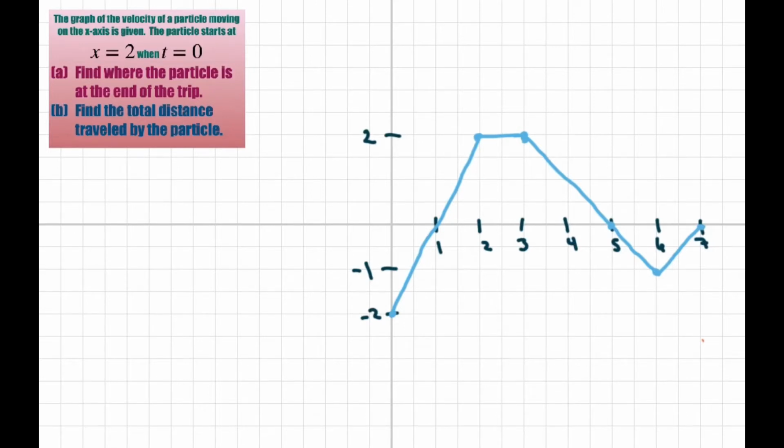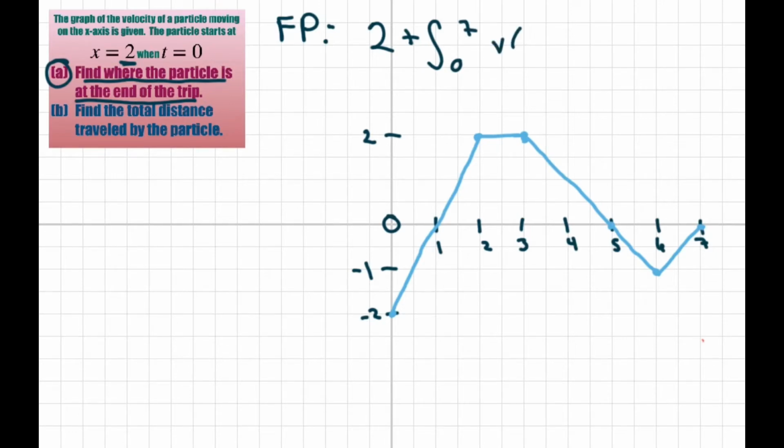So basically the final position, which is part A: where is the particle at the end of the trip? That's going to equal 2, because we're starting at 2, plus the integral from 0 to 7 of the velocity of t dt. So all we have to do, since we have this graph, is write this as equals 2, and then I'm going to do minus because we're down below the x-axis. So if I do a little triangle here, see the triangle?